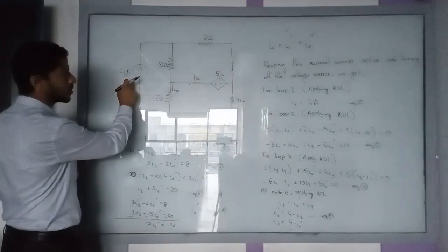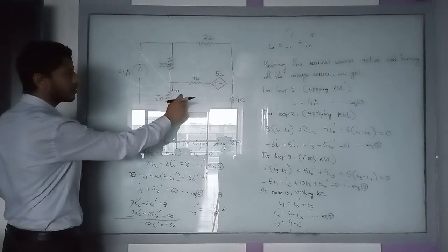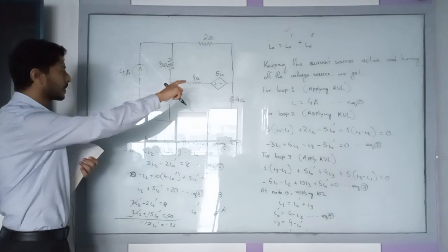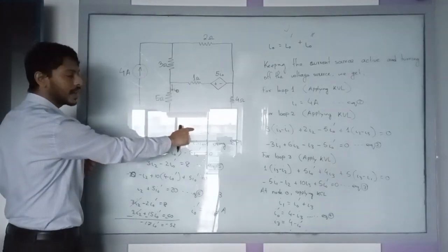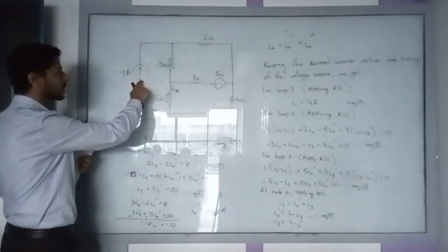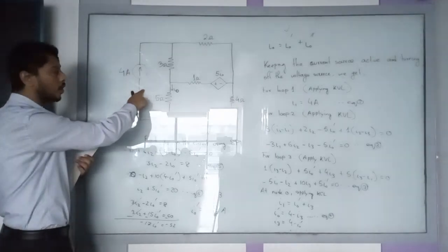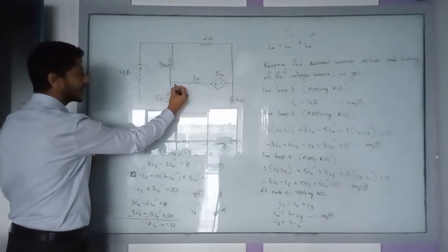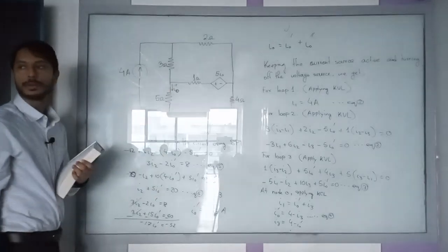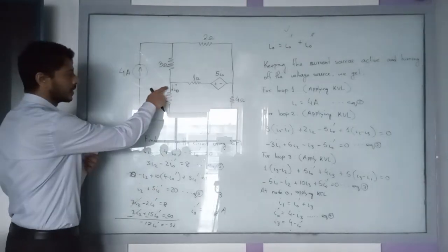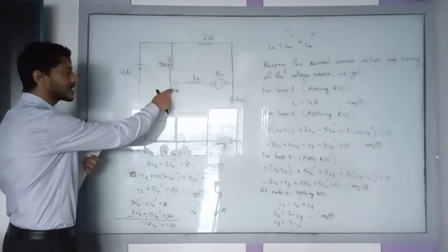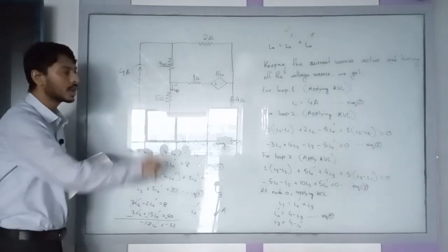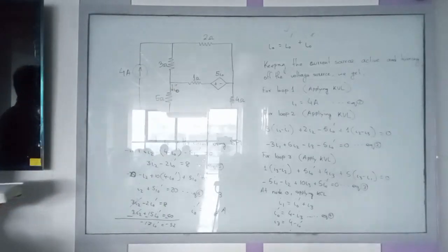Keeping the current source on, we have calculated I naught prime. Now you have to keep 20 volt on, and this 4 ampere should be open. Okay? Then you have to find this I naught double prime over here. This is your homework. Do it and show it to me in the next class.